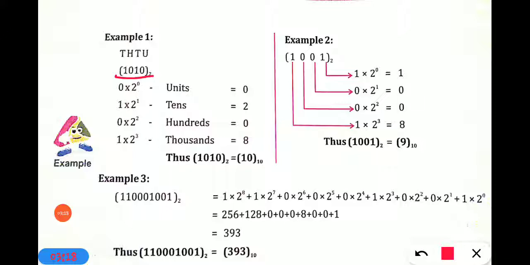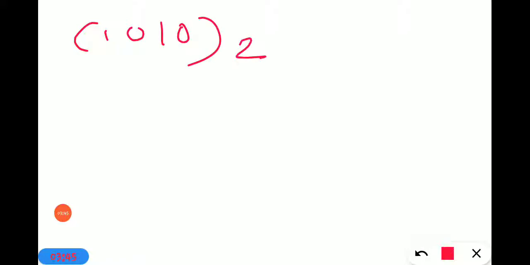So here is the binary number 1010, so the base is 2. First of all, we will take the first number from the right hand side, which is 0. What is the position of it? Write it on the upper side. I will show you on the next page how you can do it. This is a binary number, so the base is 2.